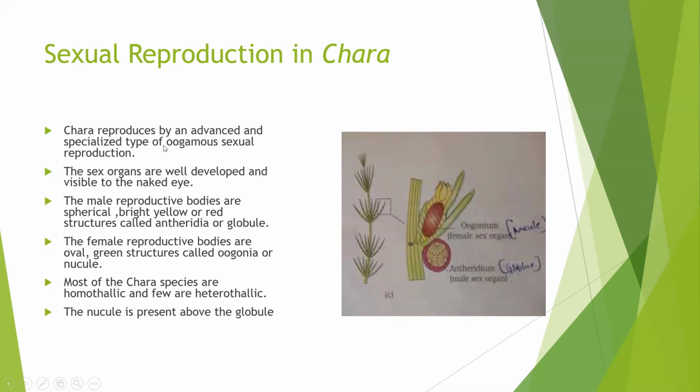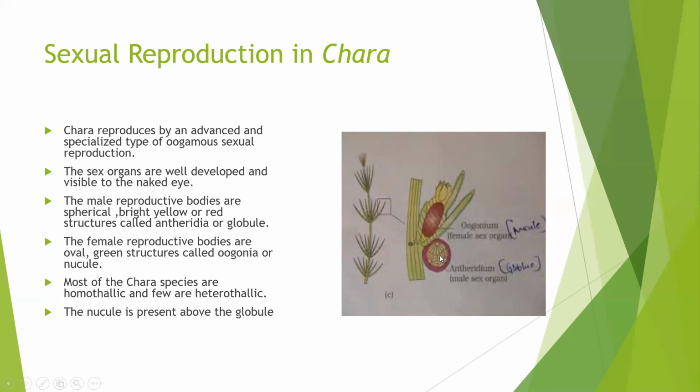So, here in Chara, oogamous type of sexual reproduction. In Chara, the sex organs are well developed and visible to the naked eye. These are the sex organs, and they are well developed and visible to the naked eye. The male reproductive bodies are spherical, bright yellow or red structures called antheridia or globule. In Chara, the male reproductive organ is known as the antheridium or globule, and the female reproductive bodies are oval green structures called oogonium, or it is called nucule.